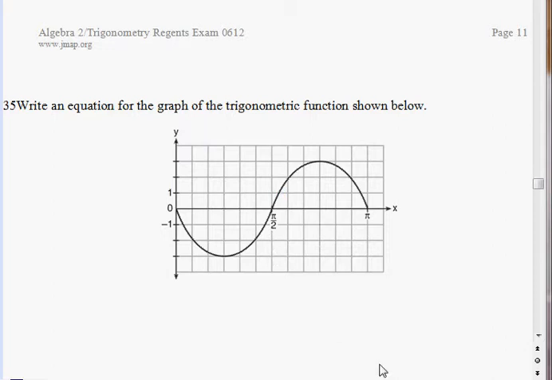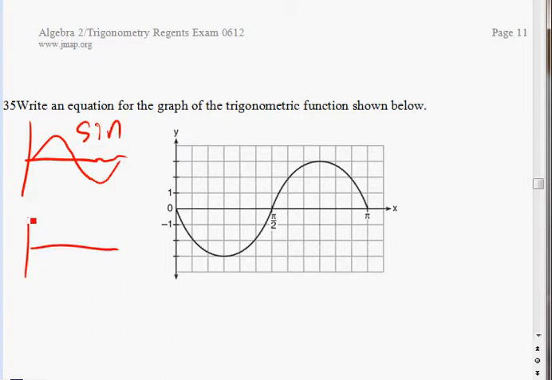Okay, question 35. Write an equation for the graph of the trigonometric function shown below. For this question, you really need to know what the different curves of sine, cosine, tangent, etc. look like. This one looks like a sine curve, and the way I describe a sine curve, from 0 going forward, is that it looks like a roller coaster. It goes up first, down below, and whoop, swings back up. That's usually how sine looks.